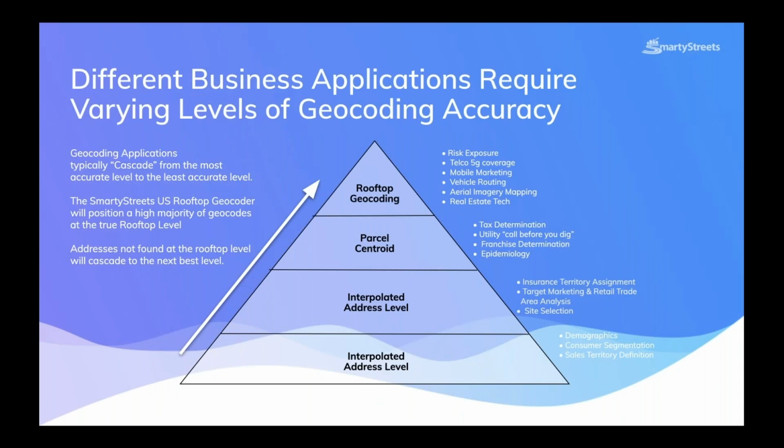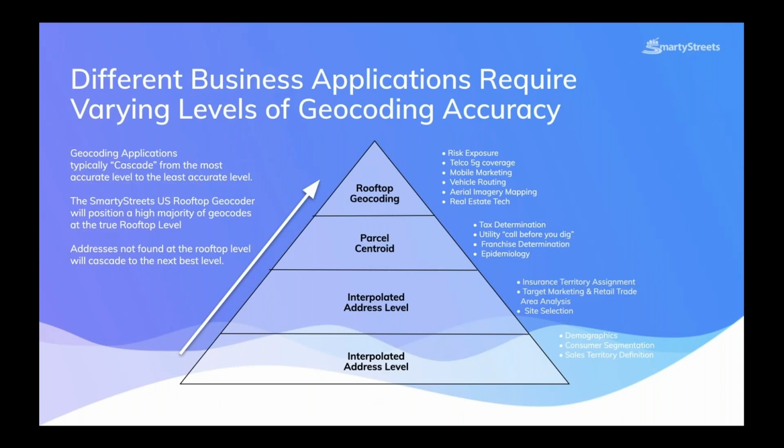Interpolated, where you're estimating where it is along a street segment. Territory assignment for insurance companies, that's usually good for that. Target marketing and retail trade area analysis, site selection, and then down to ZIP4, where demographic analysis and consumer segmentation and sales territory definition, these are all possible with these different levels.